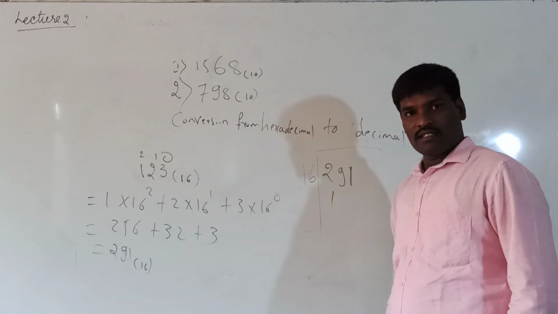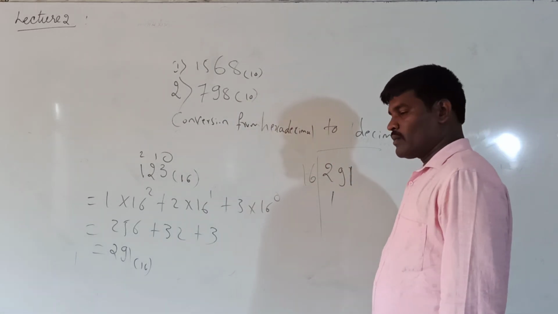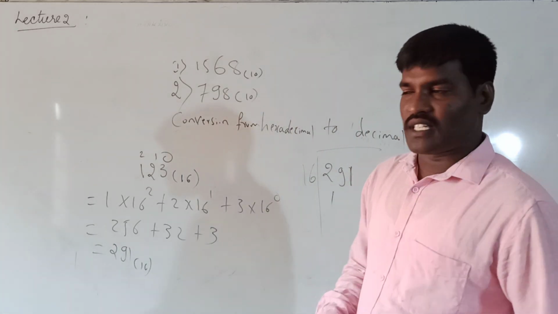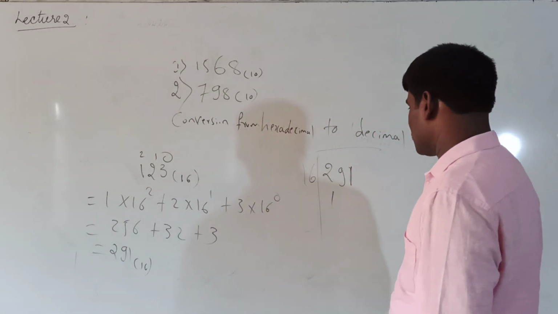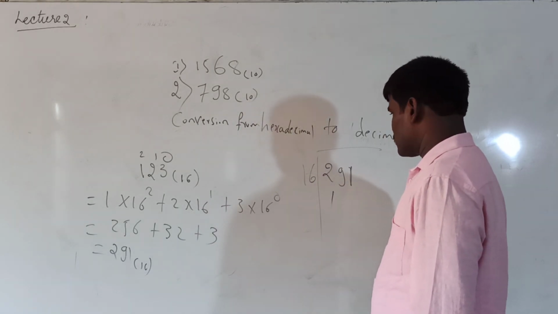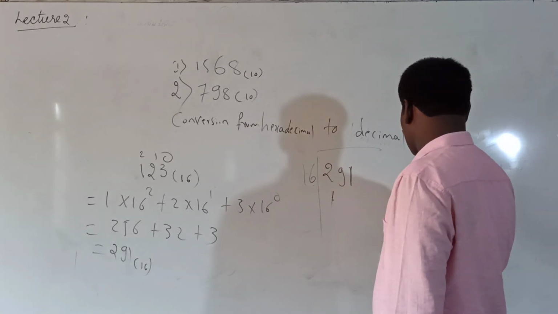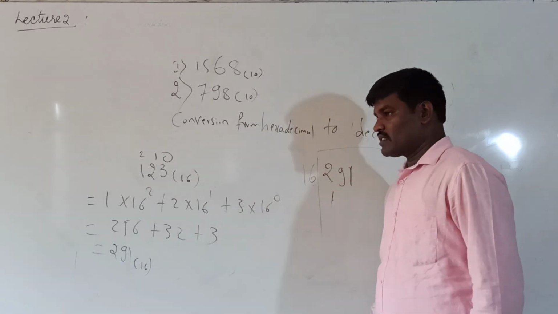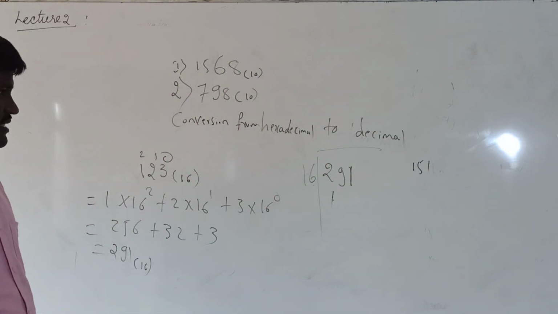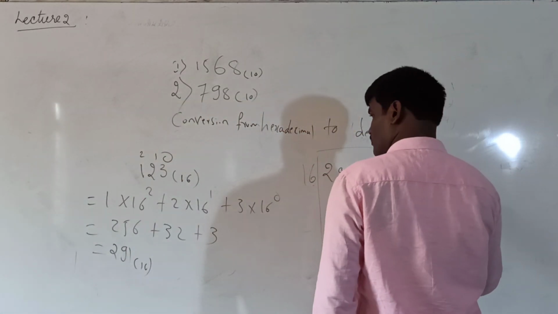16 ones are 16. Remainder is 15. 16 nines are 144.